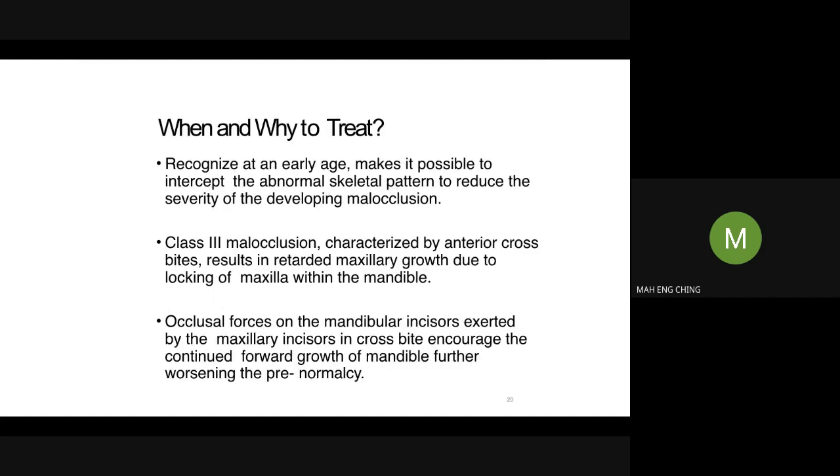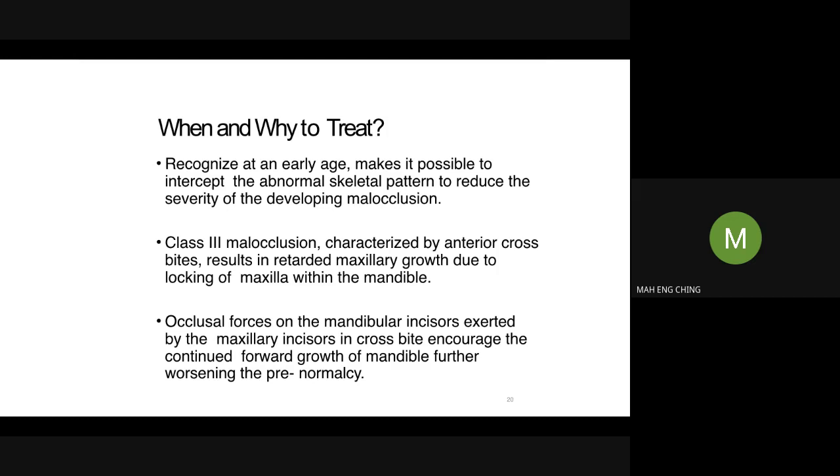So when and why to treat? You have to recommend it at an early age, so we can do something to modify the growth, and make it possible to intercept the abnormal skeletal pattern and to reduce the severity of developing malocclusion. So you can identify the malocclusion earlier, then you can plan for it better. So you can do something to make it less severe.